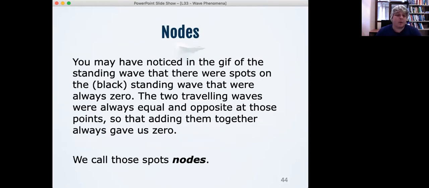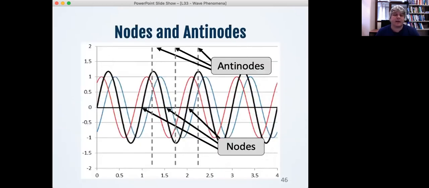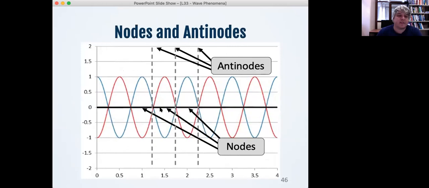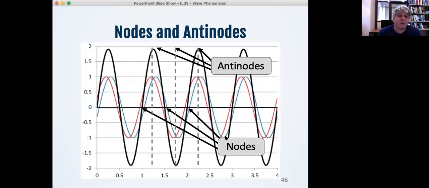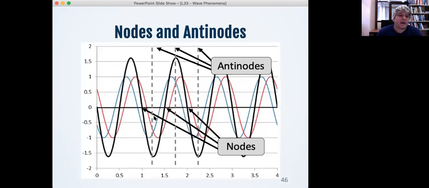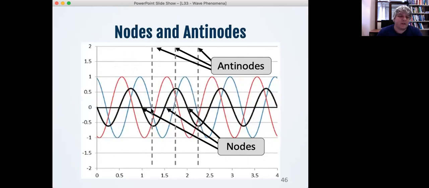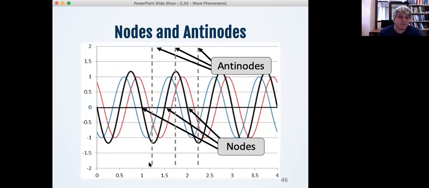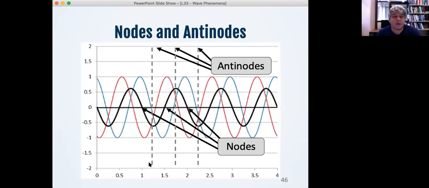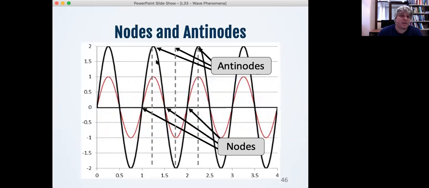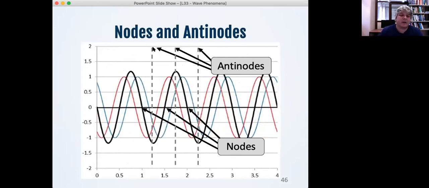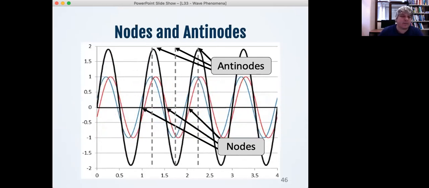Looking at that GIF a bit more, we'll see that there are some spots where there's no movement. I'll go back to those two slides in a moment just to go over them again. No movement, we call it a node. The other spots in between, we get this movement of the string going first up and then down and then back up and then back down and so on. The positions where it reaches maximum displacement, we call the antinodes. So nodes are no movement, antinodes are the maximum movement.